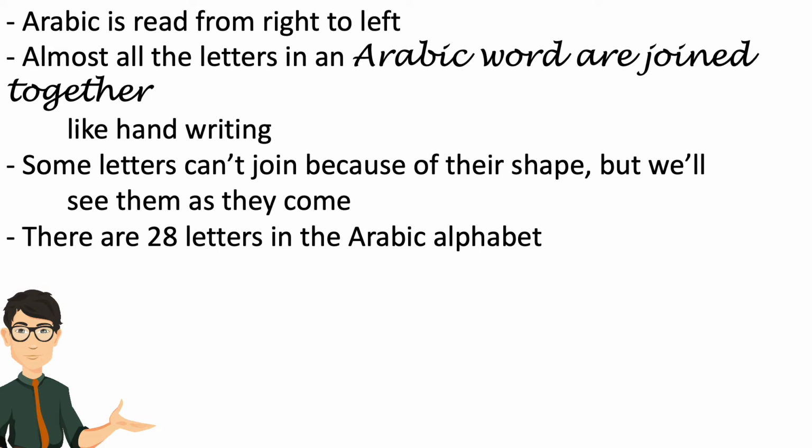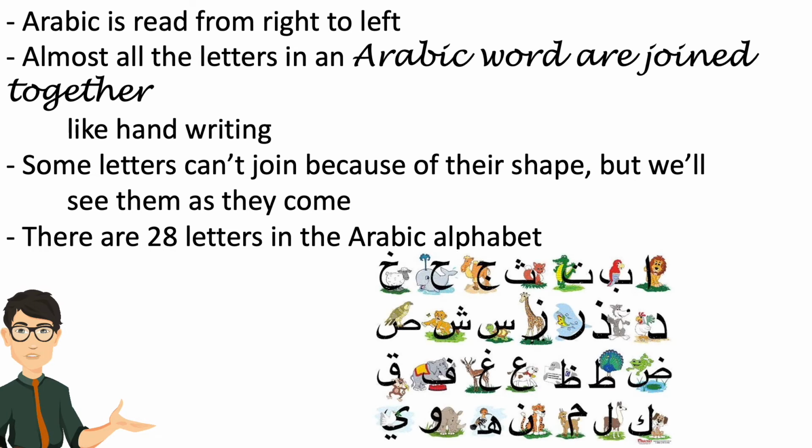Some letters cannot be joined together because of the way they look, because of their shape, but we're going to come across those later on. And this is a quick look over the 28 letters in the Arabic alphabet. We're going to come across all of those in details soon.